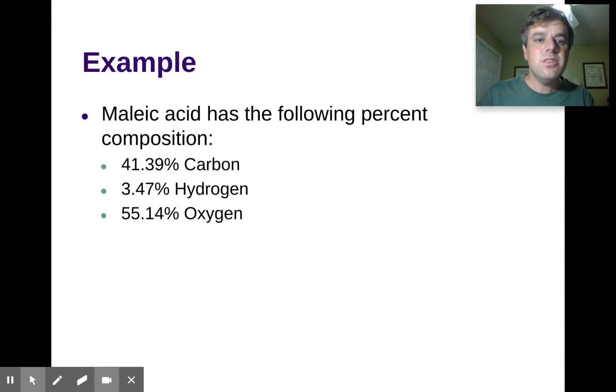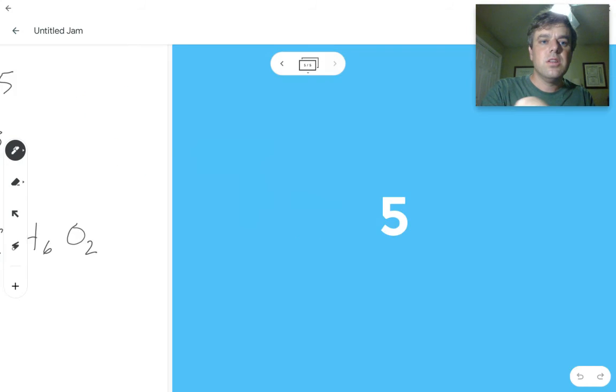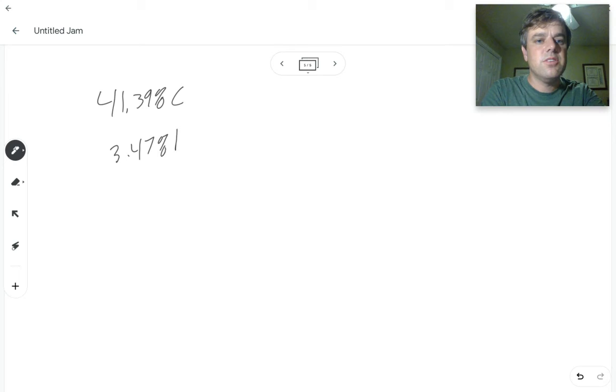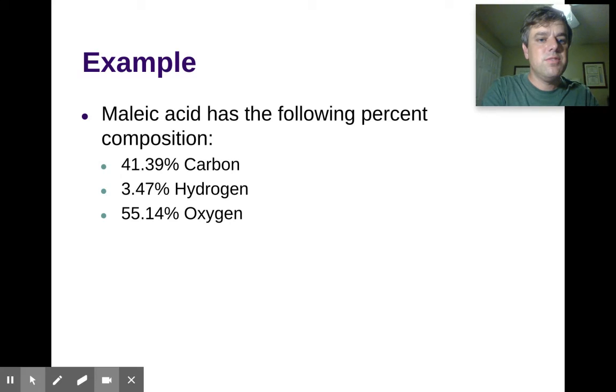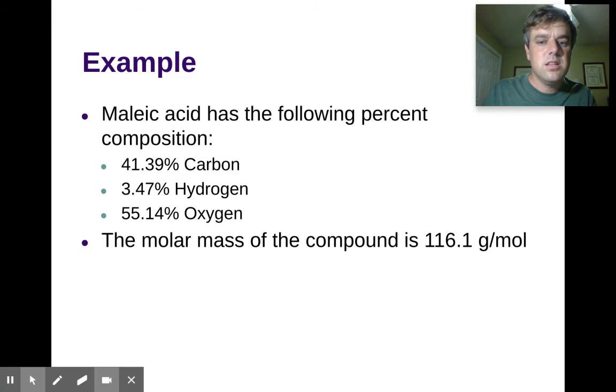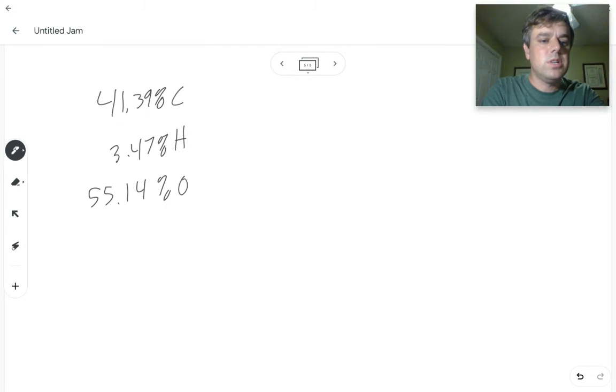So I'll walk you through an example. So maleic acid has this percent composition. So it is 41.39% carbon, 3.47% hydrogen, and 55.14% oxygen. And the molar mass is 116.1 grams per mole.